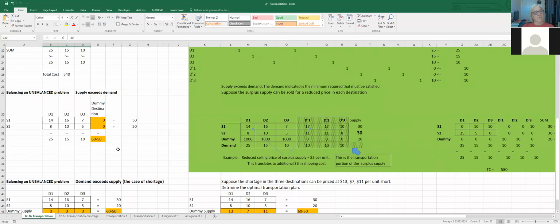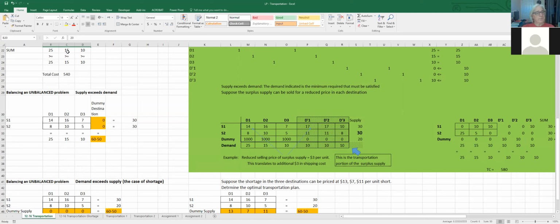Also, there is the issue of balancing the table when it is unbalanced that I want to mention to you now. And this has to do with adding a dummy column or a dummy row that will balance the table. Once you balance the table, the transportation that started unbalanced becomes balanced. And you solve it as if it was a balanced problem when all the constraints are now equal to.